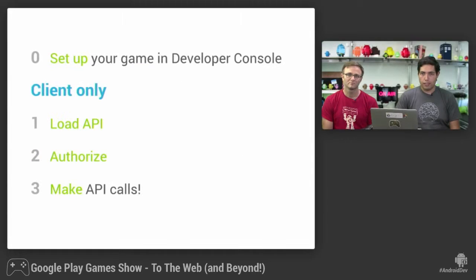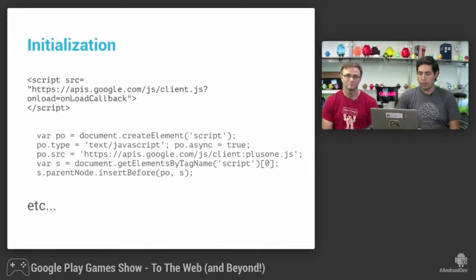We're going to talk about only the client side here because it's simpler, but the server side is also not very difficult. The only difference is that you have to pass your token to the server, and then the server is going to make the API calls. But to set up the client side, first of all, you should have done the initial setup. So you should set up your game in the developer console first. Once you have that done, then from the client side, you can start by loading the API. And then you authorize, which means showing the authorization dialogues if they are needed. And then you can start making the API calls as soon as you get the callback saying that you are signed in.